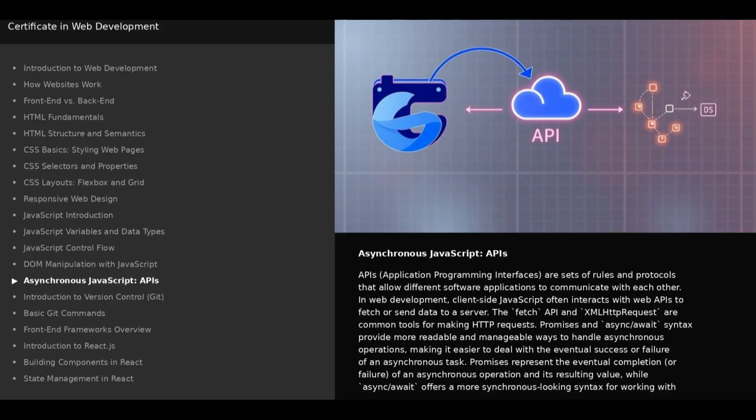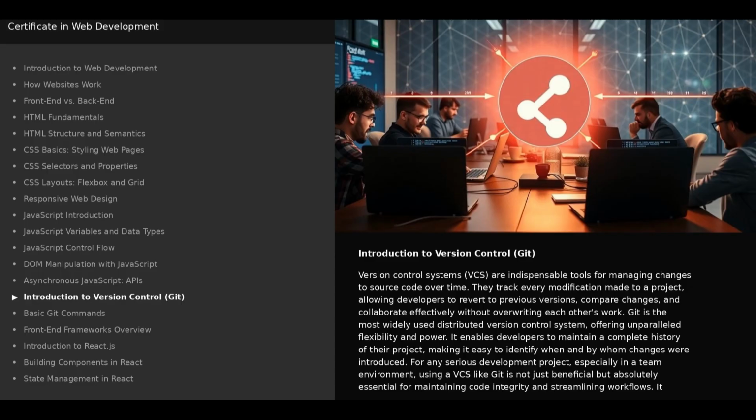Promises represent the eventual completion or failure of an asynchronous operation and its resulting value, while async/await offers a more synchronous-looking syntax for working with promises. Mastering these concepts is essential for building dynamic web applications that interact with external data sources and provide a seamless user experience. Introduction to version control, Git.